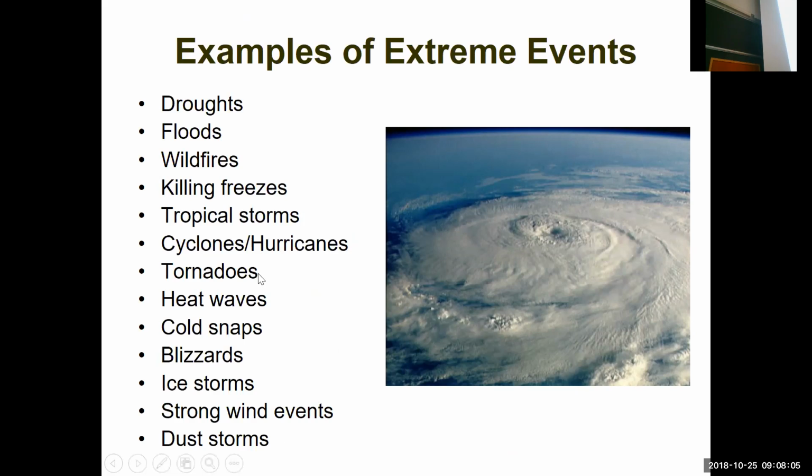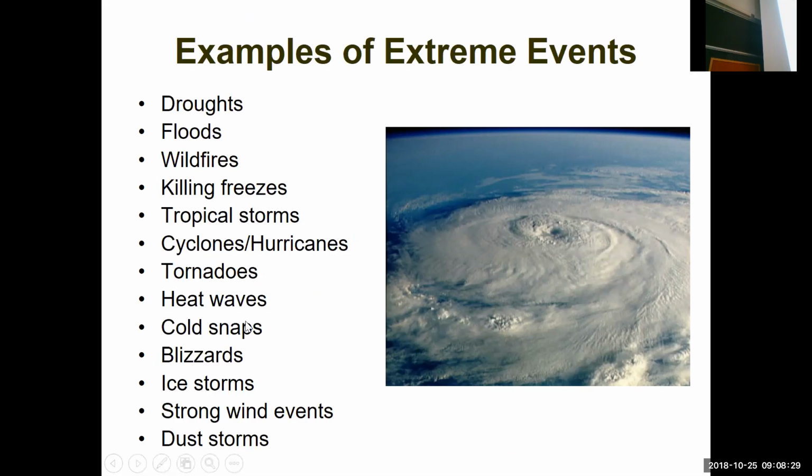Tornadoes are extreme events. However, there's no evidence right now that there is any change in tornadoes associated with climate change. Perhaps surprisingly, given how storminess is sort of an expected outcome of climate change.